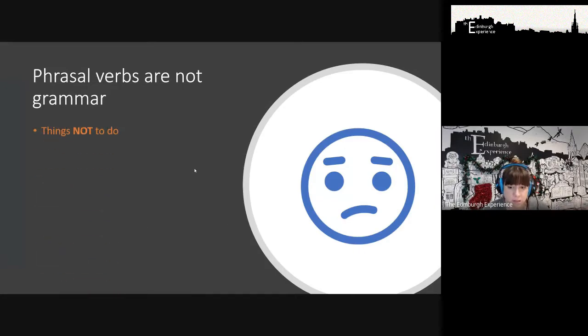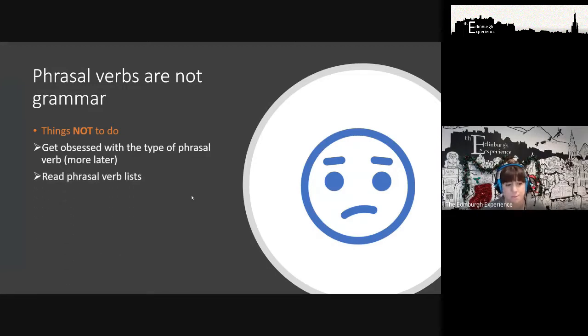So things that you should not do when you are learning phrasal verbs, and these are the errors that I see a lot of students make. Please don't get obsessed with the type of phrasal verb. I'll go over this in more detail in a second, but basically, you know, does it take an object? Can I separate it? Where's the order? Because that's approaching them from a grammar perspective, which is what we don't want to do, okay? That's not the most important thing about phrasal verbs.